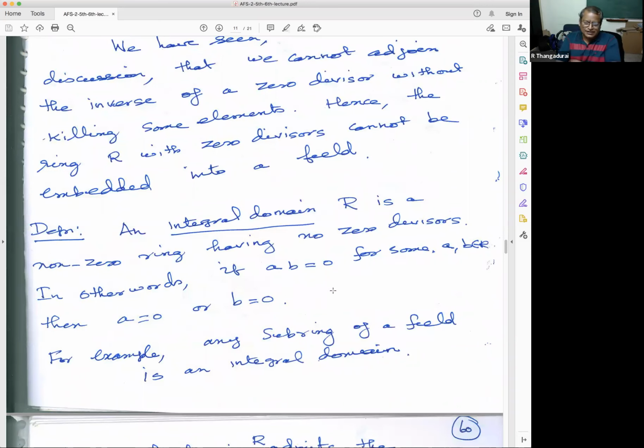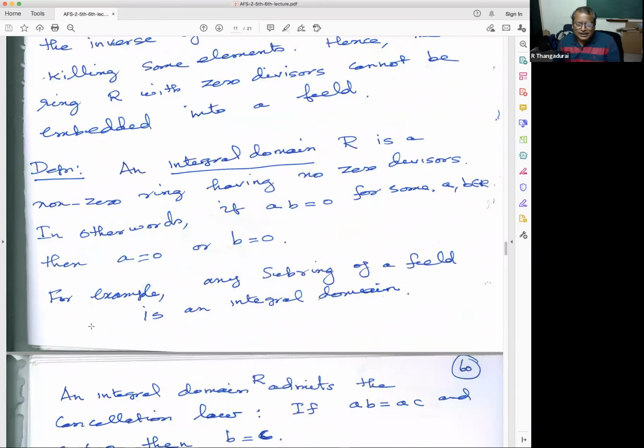So that is the definition. An integral domain R is a non-zero ring. First of all, integral domain means it's a non-zero ring. It means 0 is not equal to 1. Okay, having no zero divisors. In other words, if ab is 0 for some a, b inside an integral domain R, then either a is 0 or b is 0. For example, any subring of a field is an integral domain.